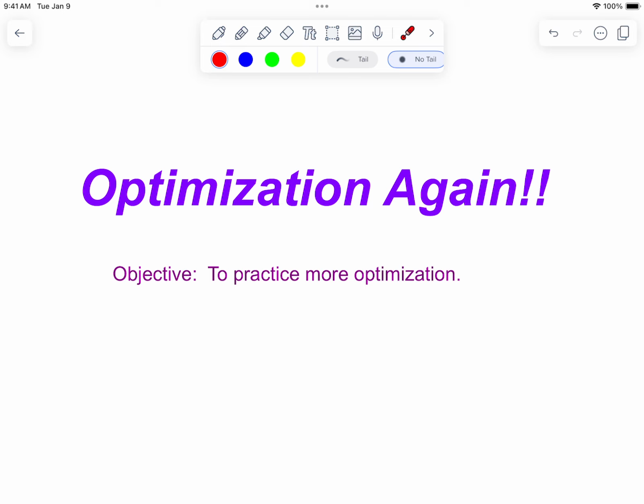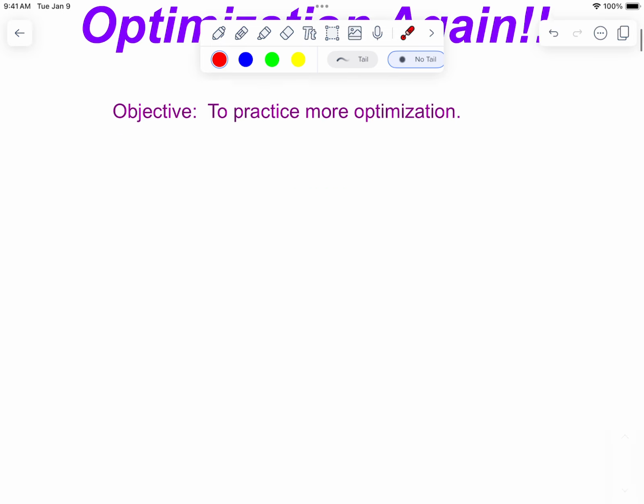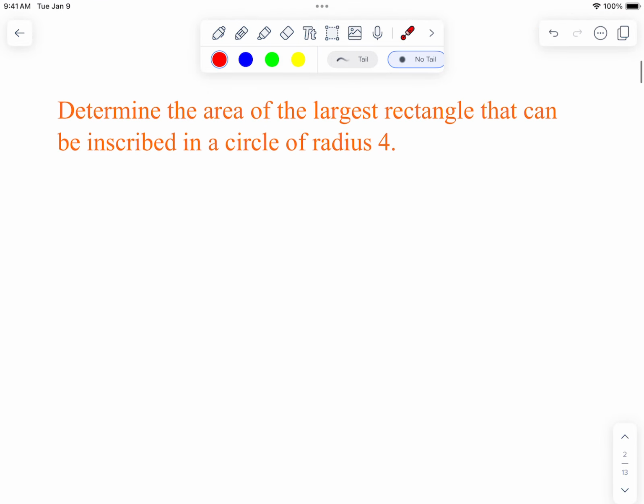This is just going to be practicing. So you at this point know how to do optimization. You are not quite an expert, but pretty confident in this incredible application of derivatives. So you're going to be doing a lot of practice here. Let's get going. First one, determine the area of the largest rectangle that can be inscribed.